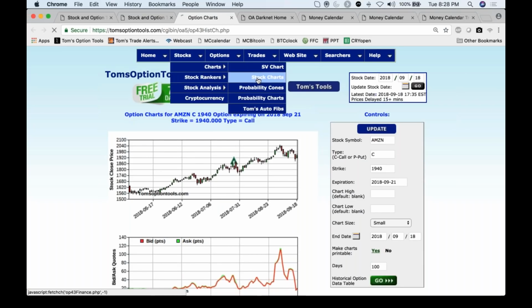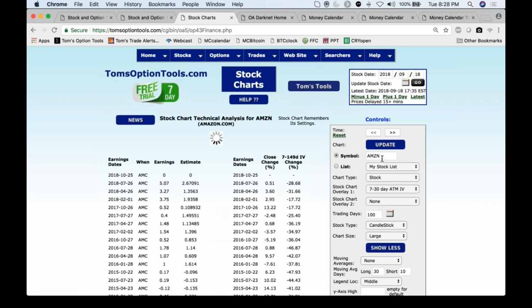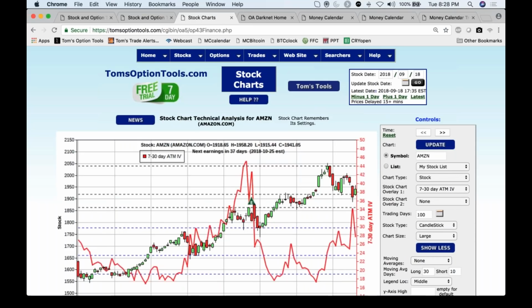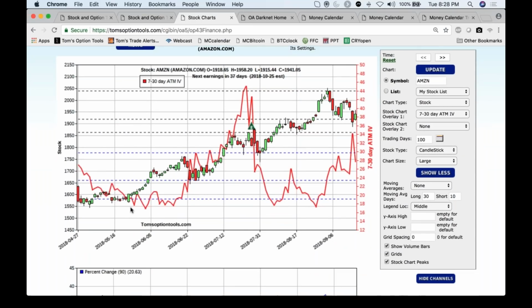Let's go look at the stock chart. This is another way we can do it. Here's Amazon again. On this particular chart of Amazon, I have the candlestick chart of the price, but I also have the red line, which is the option. This is unique to Tom's trading, or Tom's option tools. I can change this. This is a 7 to 30 day option.